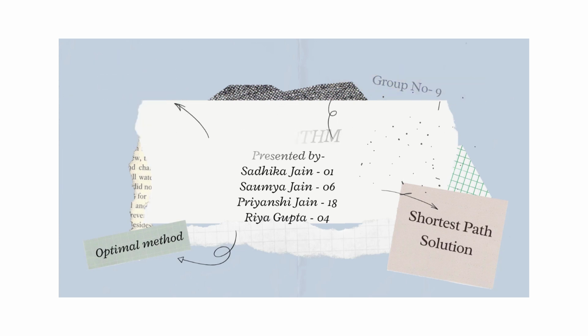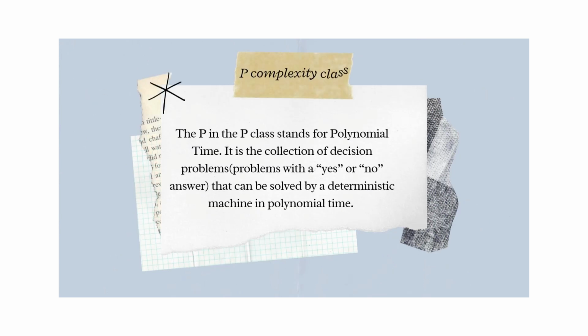So starting with the P class complexity. The P in the P class stands for polynomial time. It is the collection of decision problems with a yes or no answer that can be solved by a deterministic machine in polynomial time.